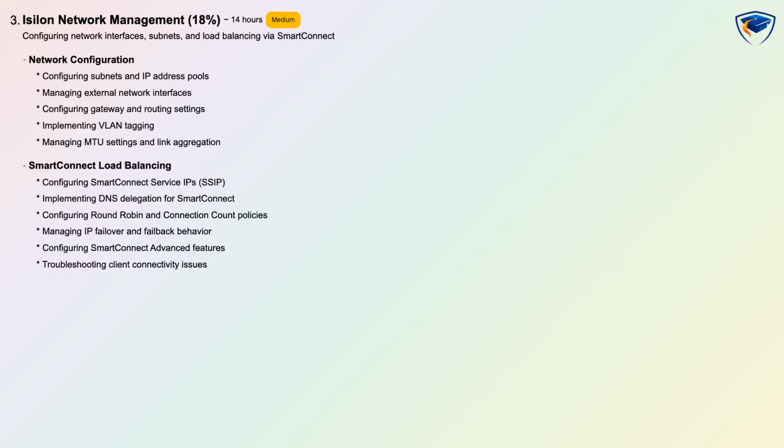The Smart Connect load balancing topic covers configuring Smart Connect service IPs, DNS delegation, round-robin and connection count policies, IP failover and failback behavior, and advanced Smart Connect features. You will also learn to troubleshoot client connectivity issues and tune the network to support performance and availability objectives.